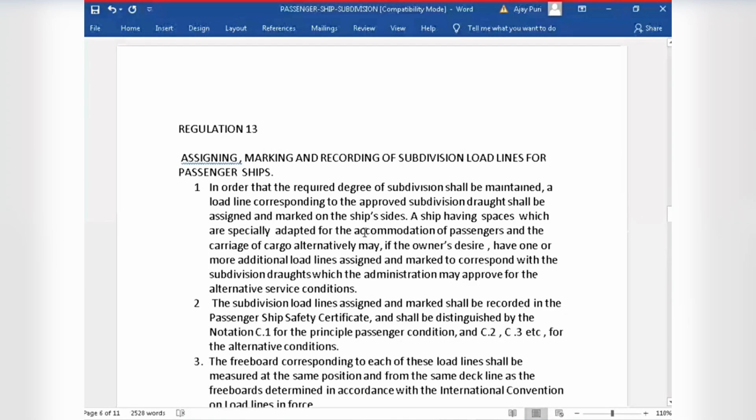Now, in order that the degree of subdivision shall be maintained, a load line corresponding to the approved subdivision draft shall be assigned and marked on both sides. The ship having a space which is specially adapted for accommodation of passengers and carriage of cargo alternatively may, if the owners desire, have one or more additional load lines assigned and marked to correspond with the subdivision draft, which the administration may approve.